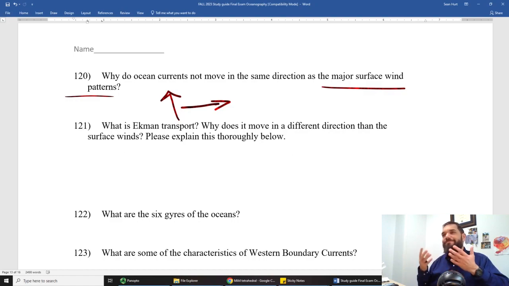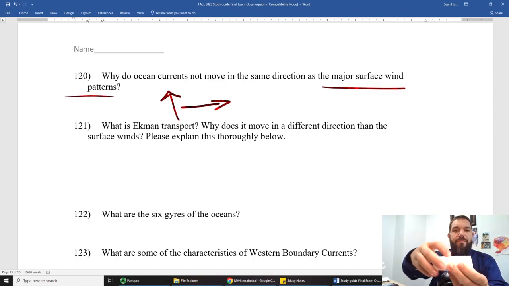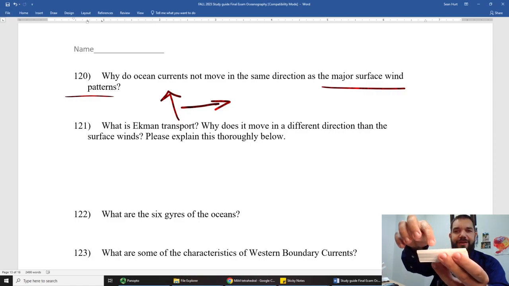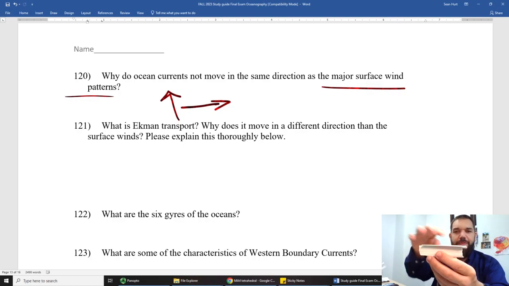The whole, and it's complicated too. You might remember that Ekman spiral, right? I can show you another thing here. Here's my business cards. Right, so if you imagine, I kind of showed pictures of this in the lecture, but you can imagine that here's a column of water, right? So here's the top of the water, the surface of the water, here's the bottom of the water. When the wind blows, all it does is move the top of that water column, right?